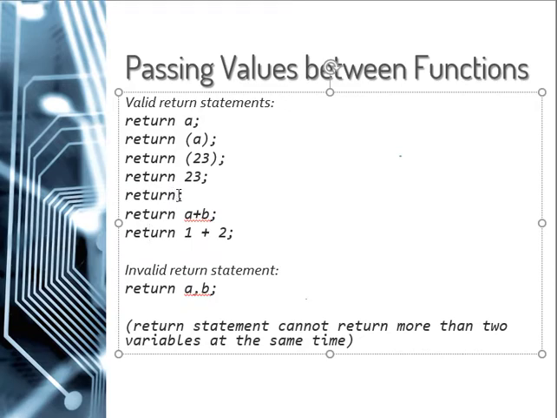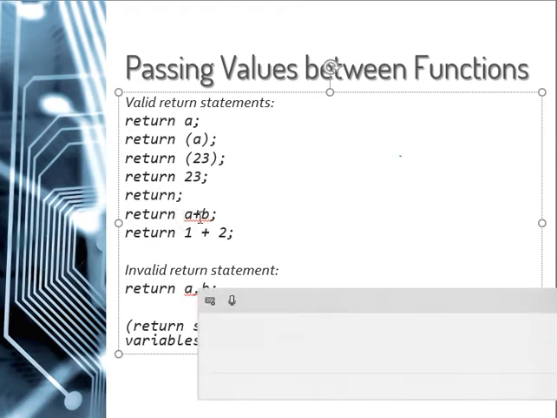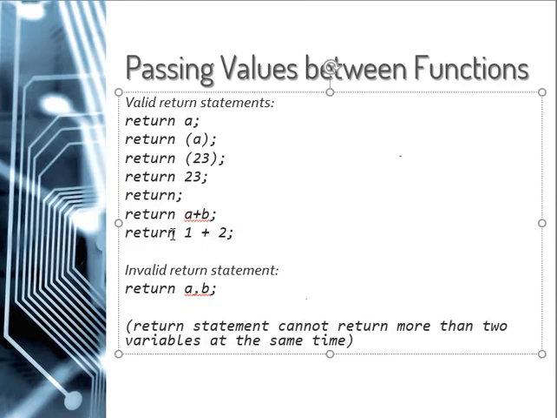your function is an integer, and this is the return statement, usually a garbage value is given, meaning null or random values. You can also return an operation itself, a plus b. So, whatever the result of this operation is, you can return it. And you can also return a constant, 1 plus 2. It doesn't need to be a variable.